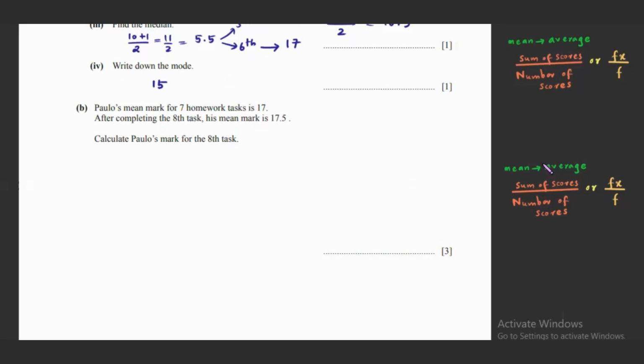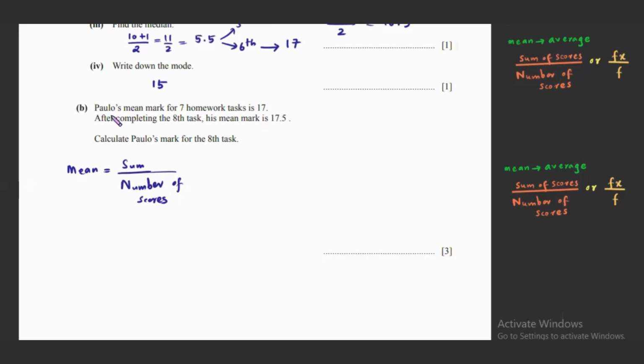Now we already know that calculating the mean means the average. So we add all the scores and divide it by the number of scores. That means if I write the formula here, the formula is the sum of scores divided by the number of scores.